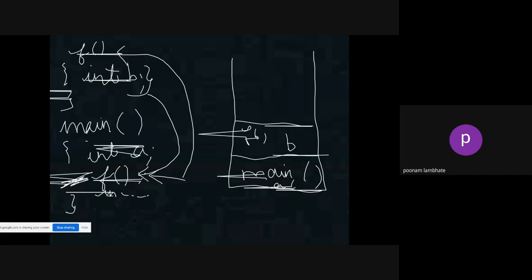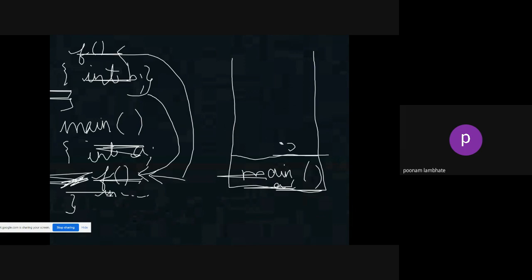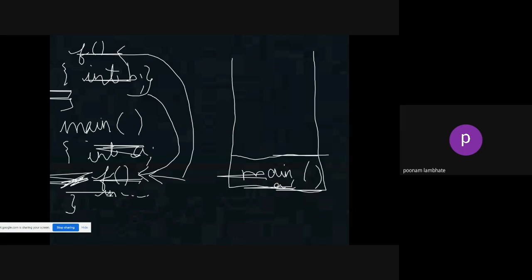Then the remaining statements will get executed. When control jumps back to the main, whatever memory was allocated to the function f will get deleted. So this particular memory which was allocated is now erased. Then the remaining statements of the main will get executed, and once all the statements of main are executed, there will be a return of the control to the operating system.